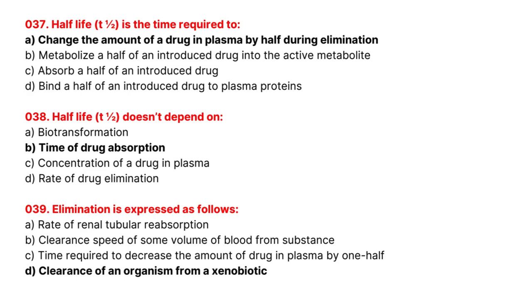38. Half-life, T, doesn't depend on A. Biotransformation. B. Time of drug absorption. C. Concentration of a drug in plasma. D. Rate of drug elimination. Answer is B. 39. Elimination is expressed as follows. A. Rate of renal tubular reabsorption. B. Clearance speed of some volume of blood from substance. C. Time required to decrease the amount of drug in plasma by 1/2. D. Clearance of an organism from a xenobiotic.